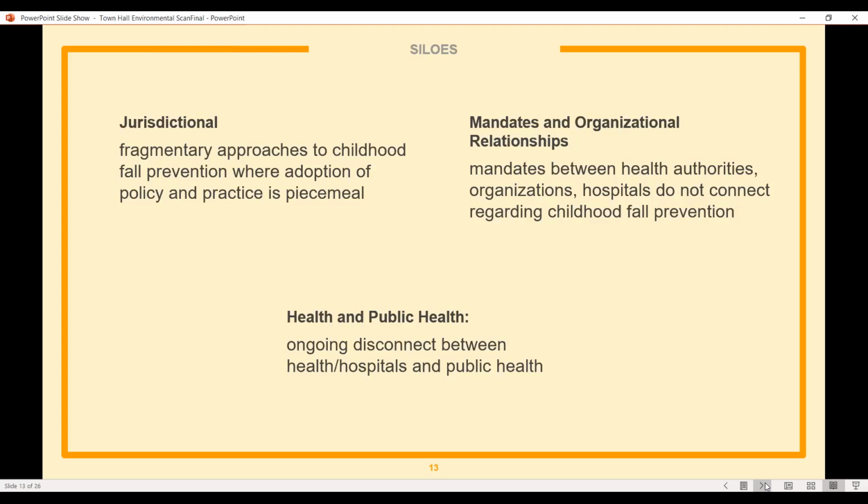And then people commented on health and public health not being connected around fall prevention in children, and that it's as if childhood fall prevention has its own silo, particularly because sometimes what was mentioned is that we talk about childhood fall prevention, and other agencies or organizations talk about safe and healthy kids. So that has a little bit of a disconnect occurring.